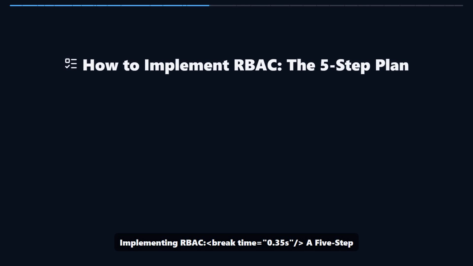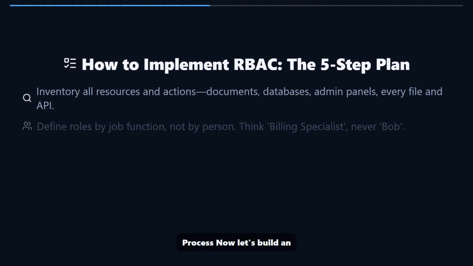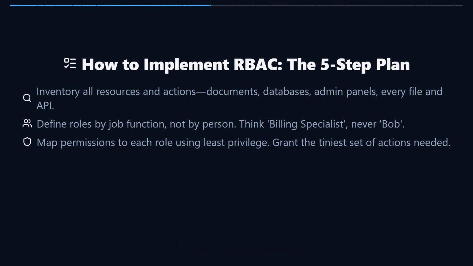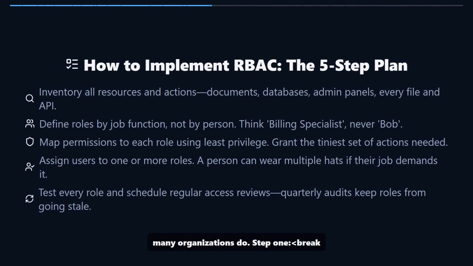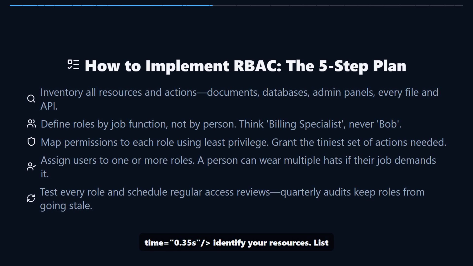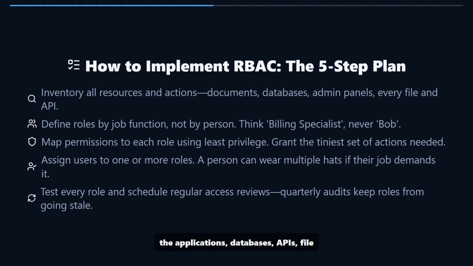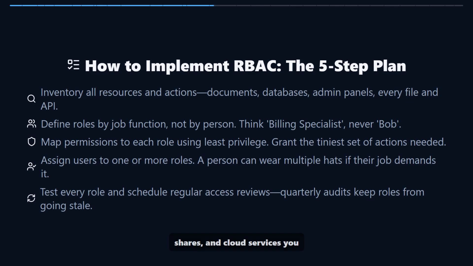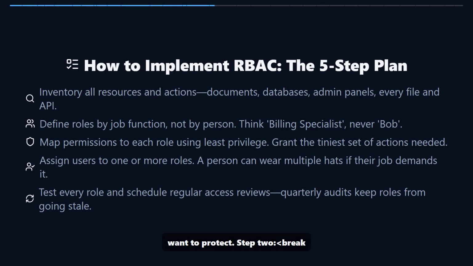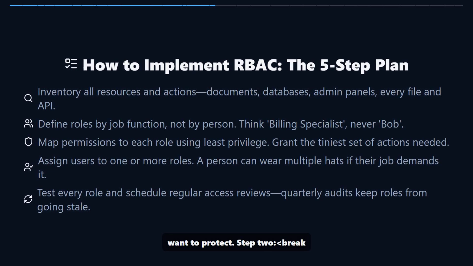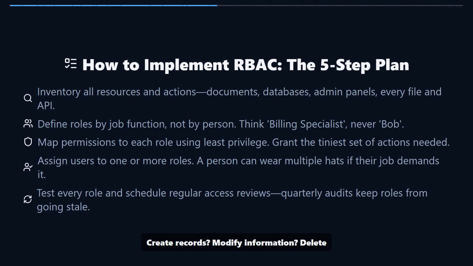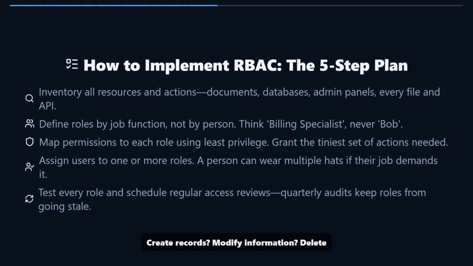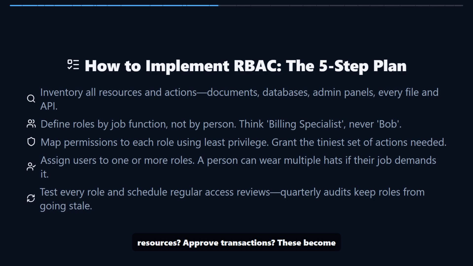Implementing RBAC, a 5-step process. Now let's build an RBAC system the same way many organizations do. Step 1. Identify your resources. List the applications, databases, APIs, file shares, and cloud services you want to protect. Step 2. Identify the actions people perform. Can they read data, create records, modify information, delete resources, approve transactions?